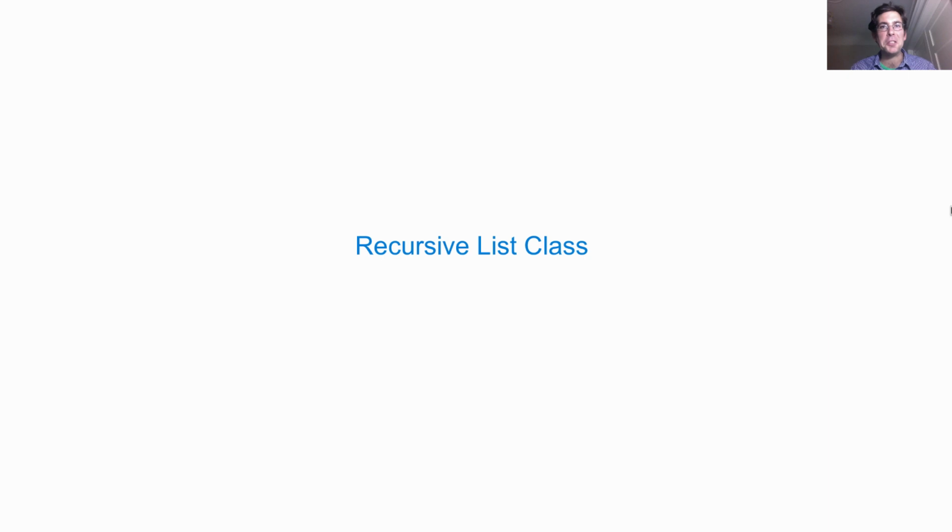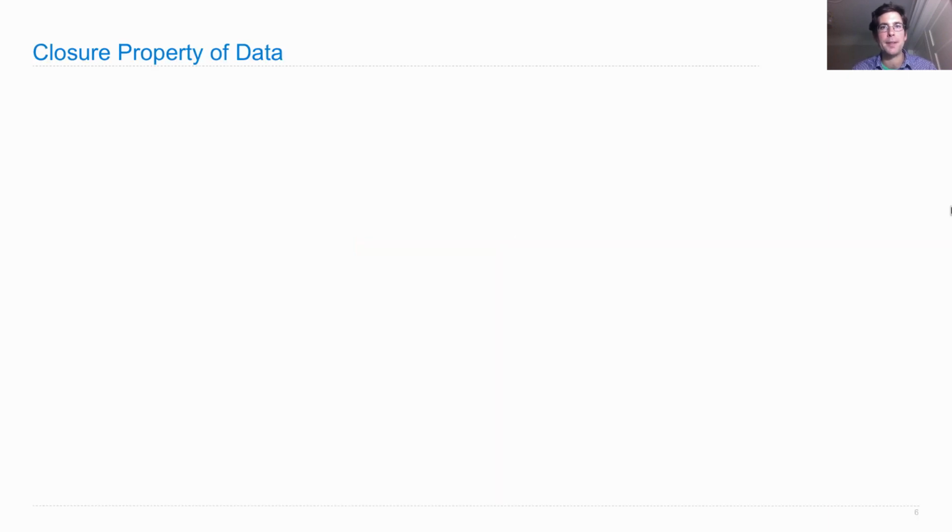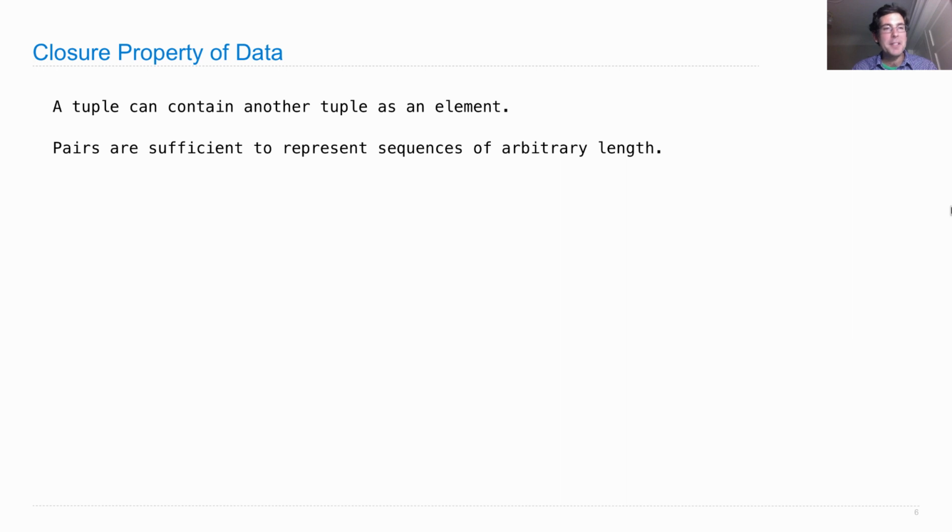Let's put these ideas into practice by defining a recursive list class. So recall from earlier in the course the closure property of data. Some method of combination has the closure property if the result of combination can itself be combined using that same method. So, a tuple can contain another tuple as an element, therefore tuples have the closure property. And because of this, we learned that pairs are sufficient to represent sequences of arbitrary length.